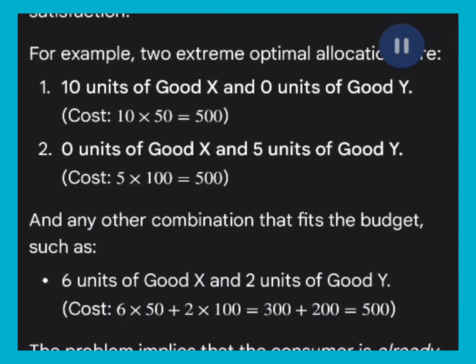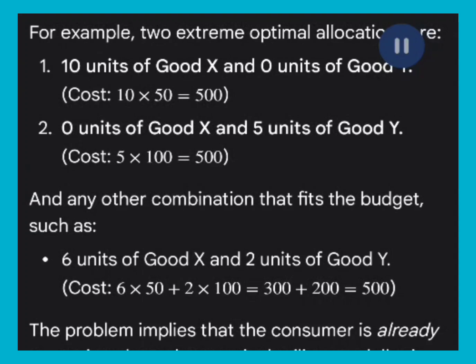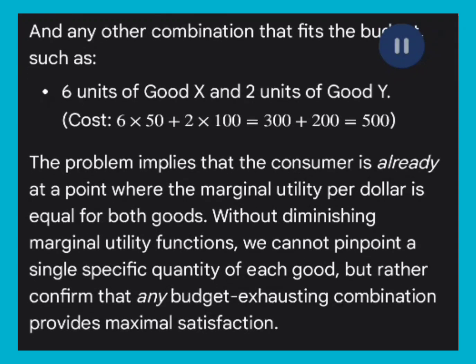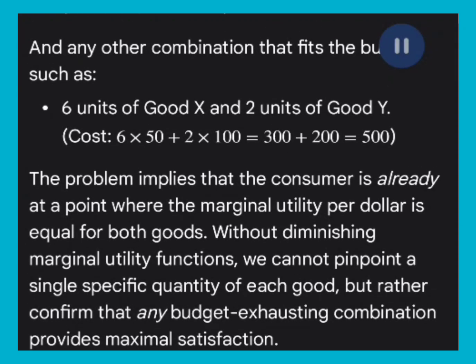For example, 2 extreme optimal allocations are: 1. 10 units of good X and 0 units of good Y. Cost 10 times 50 equals 500. 2. 0 units of good X and 5 units of good Y. Cost 5 times 100 equals 500. And any other combination that fits the budget, such as 6 units of good X and 2 units of good Y. Cost 6 times 50 plus 2 times 100 equals 300 plus 200 equals 500.